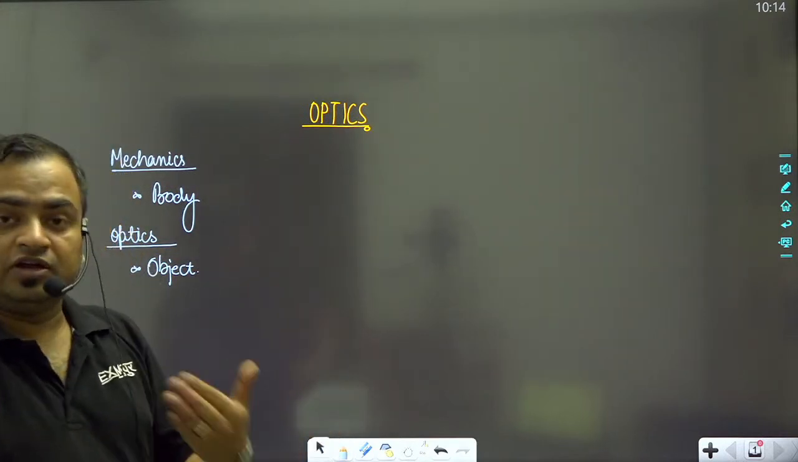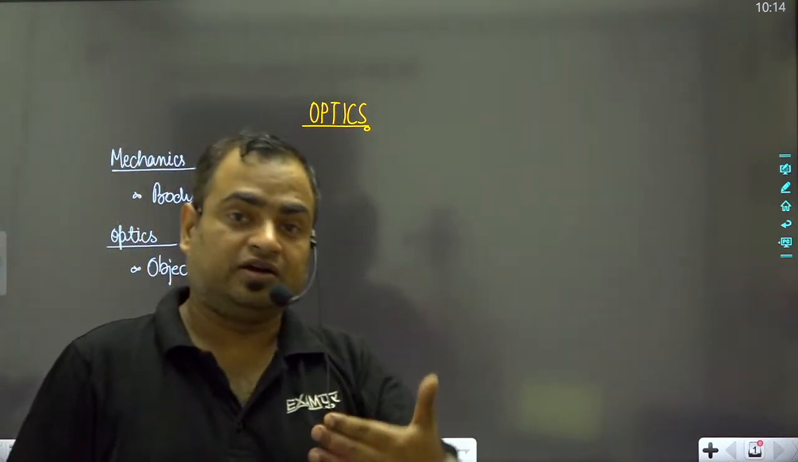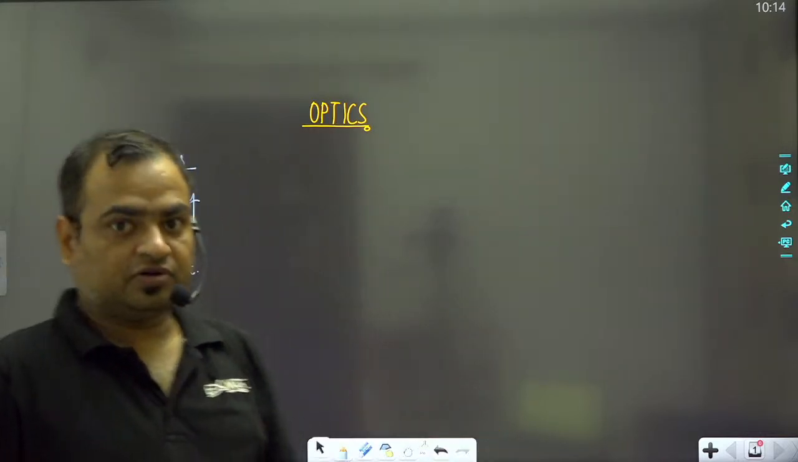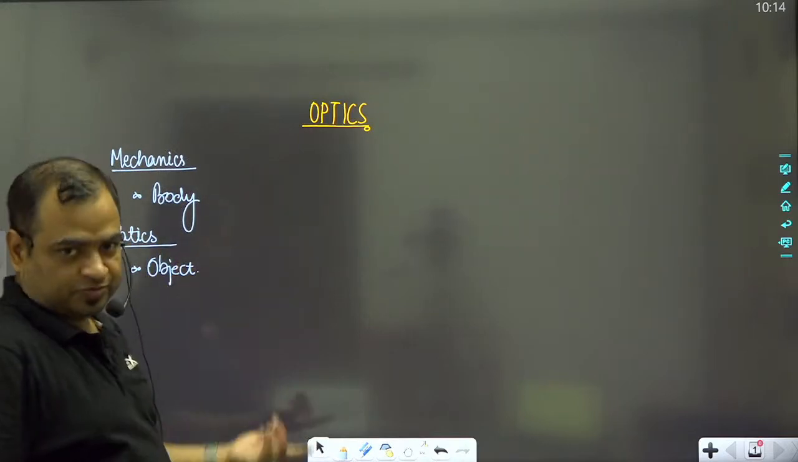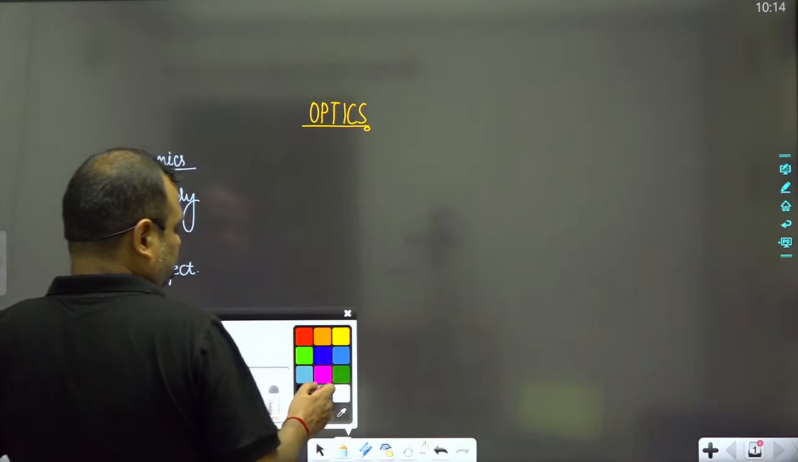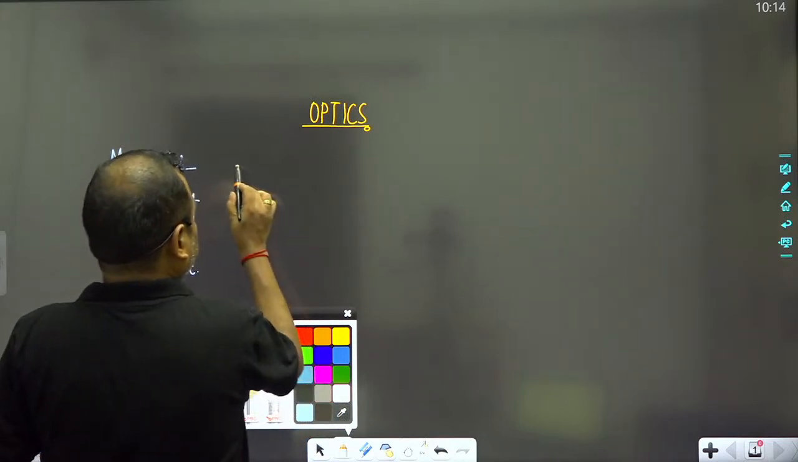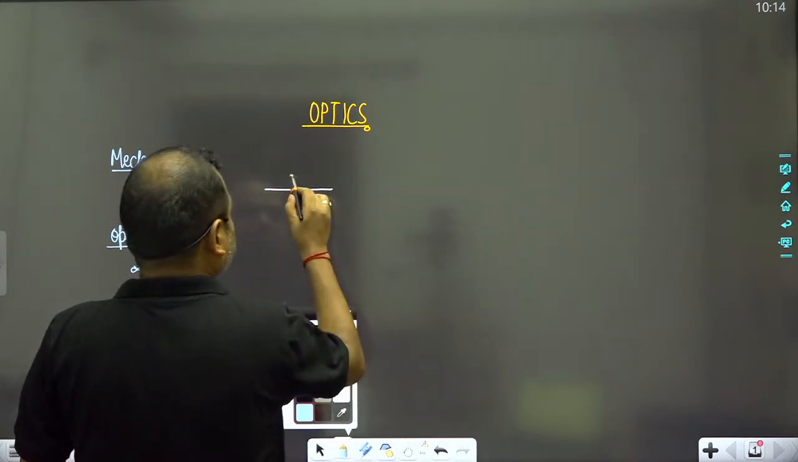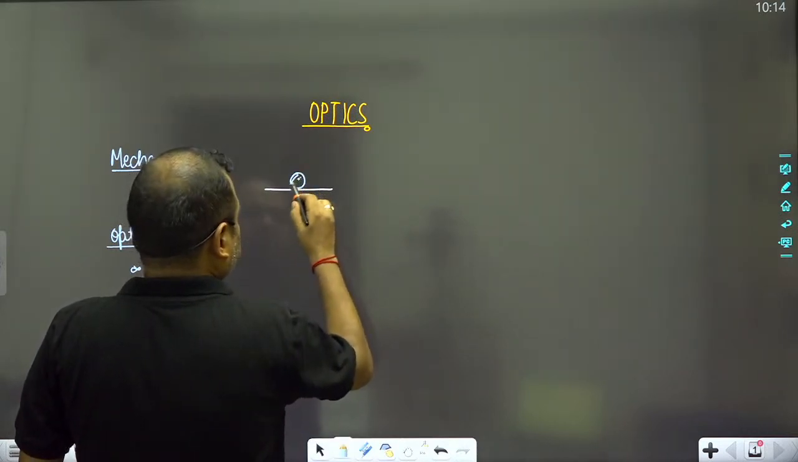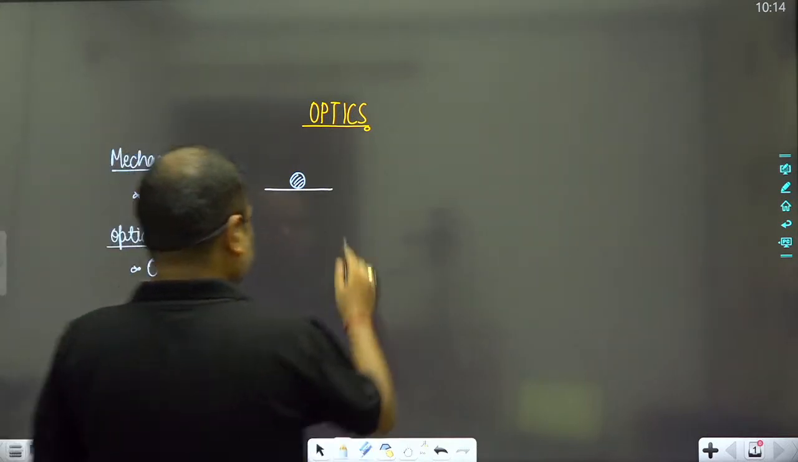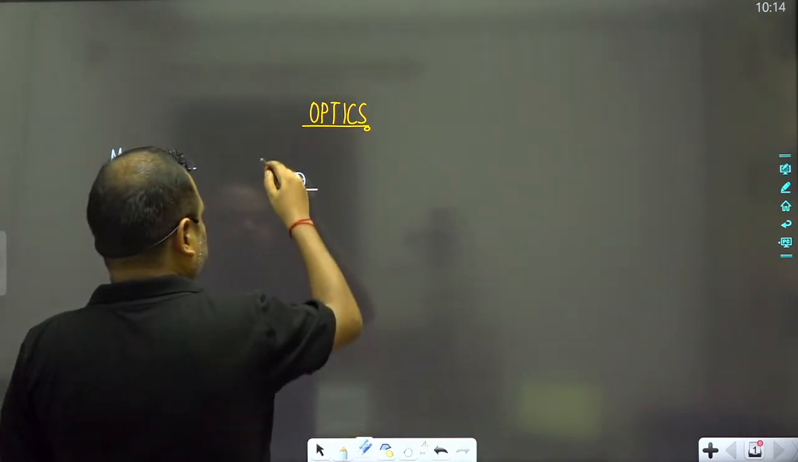Now let us know how we can see a body. Actually, how do we see an object? So let us see here. Suppose that this is a surface, and an object has been placed on this surface like this. So this is an object.